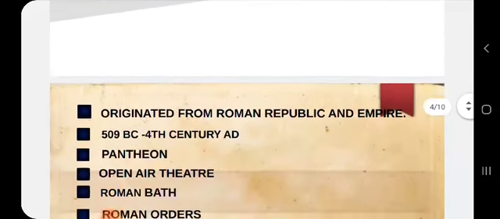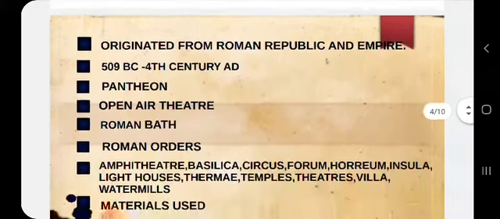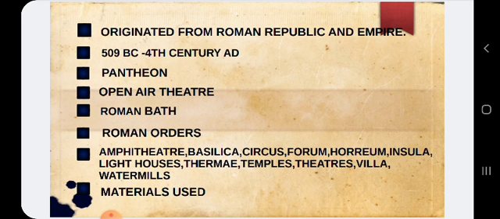Roman architecture originated from the Roman Republic, or as a whole the Roman Empire, and it started from 509 BC, which is not much accurate, to the 4th century AD. The famous Roman temple Pantheon is an important work and a milestone in architecture history. And it has an open air theater or amphitheater, compared to the open air theater in Greek.